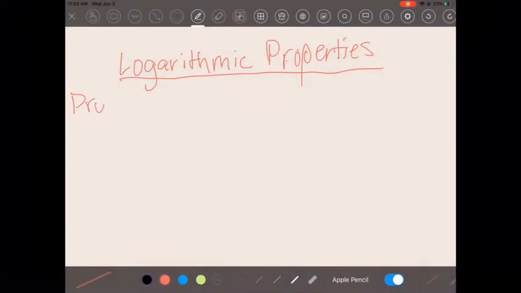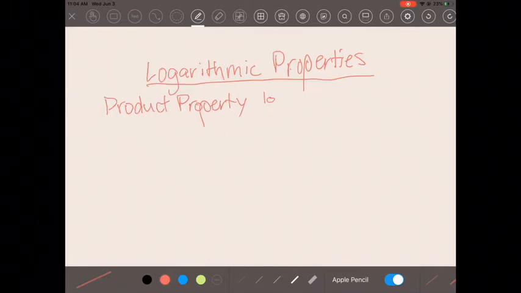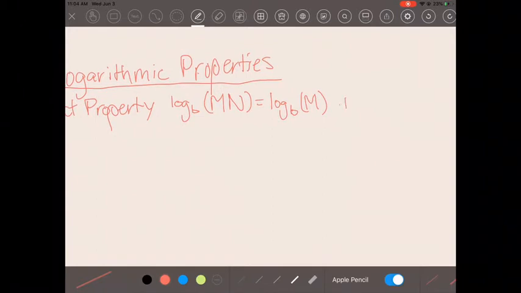When looking at logarithmic properties, we see three properties. Each one provides a shortcut when solving logarithms. The first one, being the product property, says that the logarithm of a product is the sum of the logs of its factors. Right here, we see the log base b of mn being broken up into log base b of m plus log base b of n.